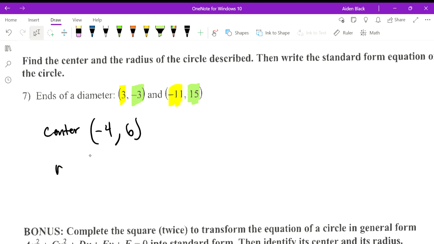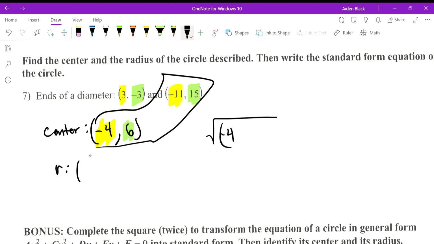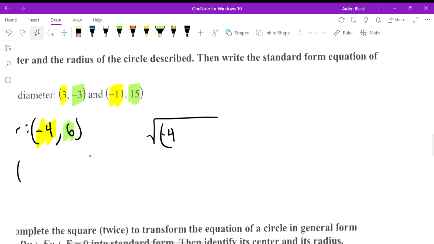Now to find the radius, I need to find the distance from negative 4. Let me highlight this. From negative 4 to 3, and then from 6 to negative 3. So I'm just using these 2 points, the center and this point. You can use the center and this point if you want. But I think this will be easier. So negative 4 minus 3 squared. This is a distance formula.